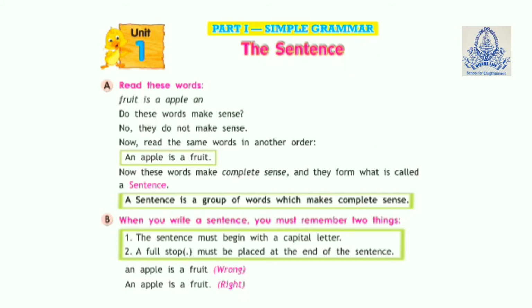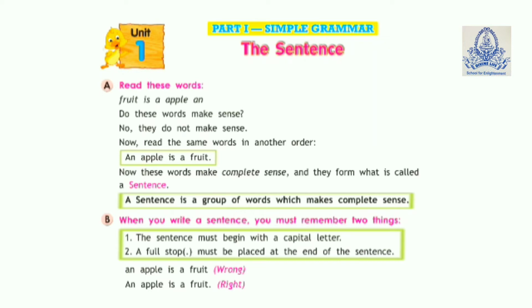Now we will go through the definition of a sentence. What is the definition of a sentence? A sentence is a group of words which make complete sense. Now a sentence is made when there are a lot of words given to you in a correct order. If the order is not correct, it will not make sense and it will not be called a sentence.